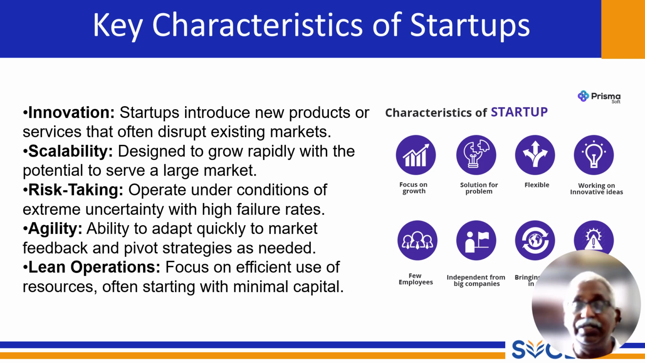Now innovation is good, and if the market is viable also, then we are going for scalability. Instead of producing a few numbers, we want to produce the maximum number. How to increase our scale? Then we are taking risk, operational risk, operating under conditions of extreme uncertainty. After a few months, if there is a failure, how will the company sustain? Then with lean operation, how can we run this process?